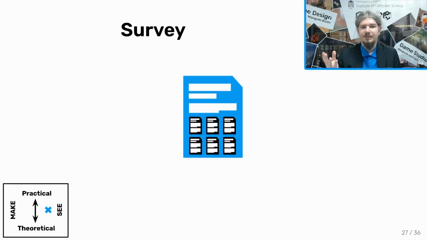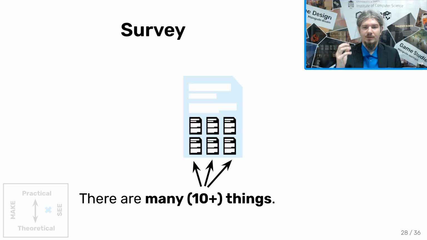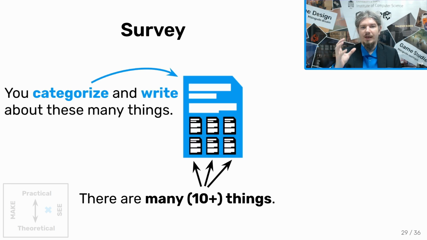The next type where you see existing things is the survey type. So here you have many things, more than 10. And those things can be different software or hardware or algorithms. They can even be people, but there are many of those. So at least more than 10, usually something like 50 or maybe even 100. Your thesis focuses on analyzing those objects and categorizing them. So you're going to provide some kind of a new perspective or new categorization or a landscape of those objects.